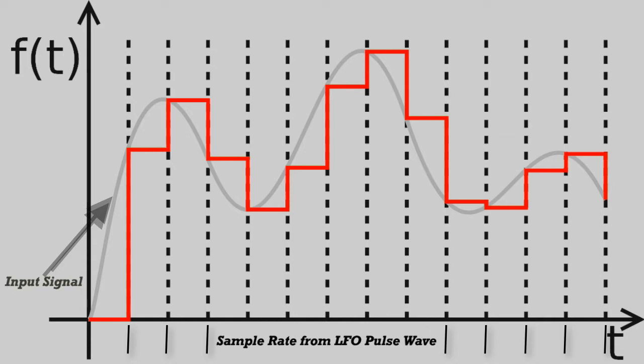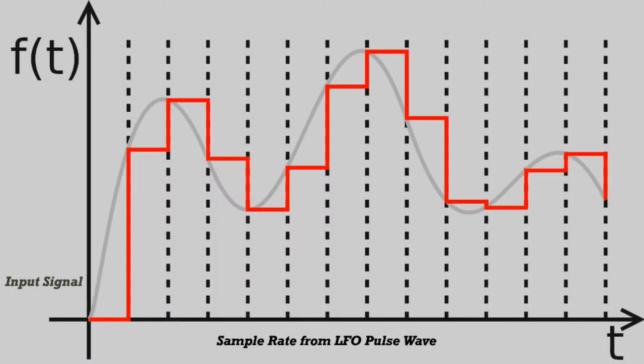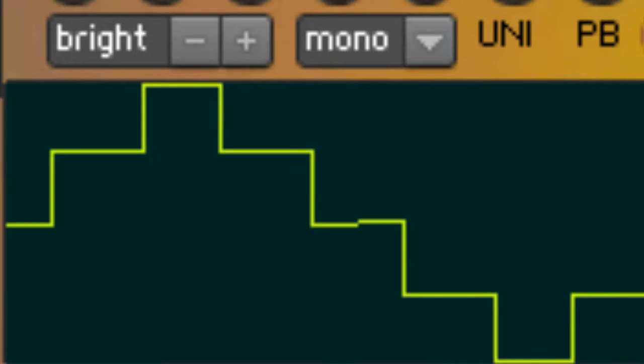The choice of input content and its frequency will have a heavy bearing on the results that we get from the sample and hold. If we choose noise as an input, we'll get a constantly random string of values. If we use a low-frequency oscillator as the input, then we'll get a string of values that seem to follow the pattern of the wave shape itself, essentially quantizing the waveform.